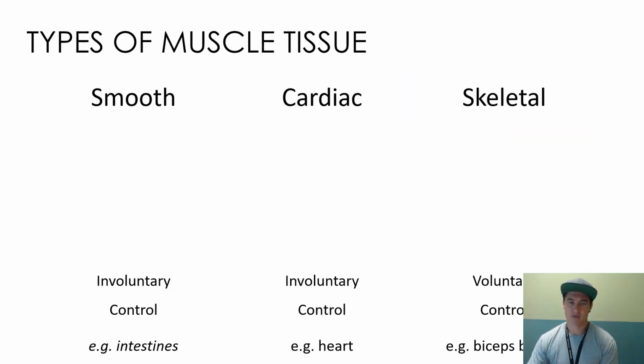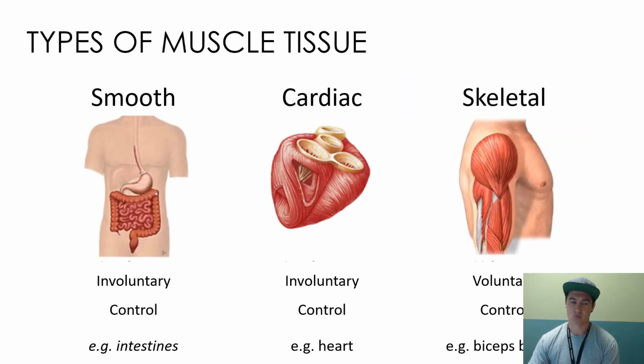So we've got 3 different types of muscle tissue: smooth muscle, cardiac muscle, skeletal muscle. Smooth muscle is under involuntary control, meaning you don't consciously decide to contract your digestive system to move food through that system. It's the muscles that are found within the digestive tunnels so that they can contract and squeeze food through.